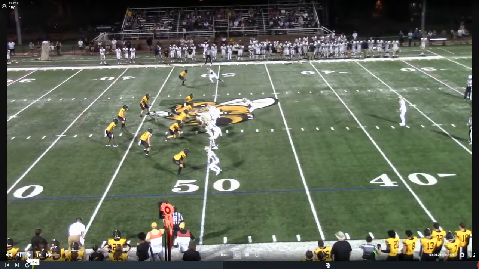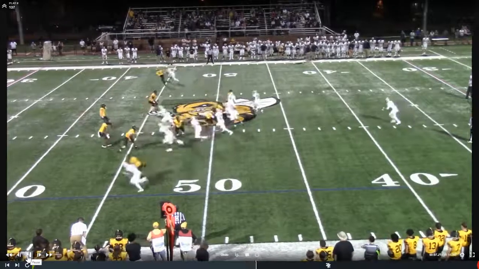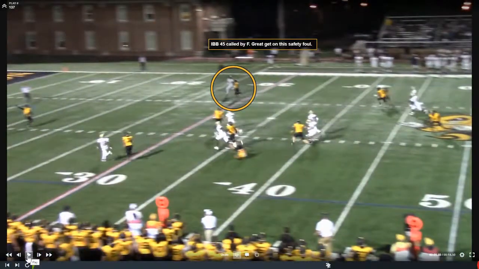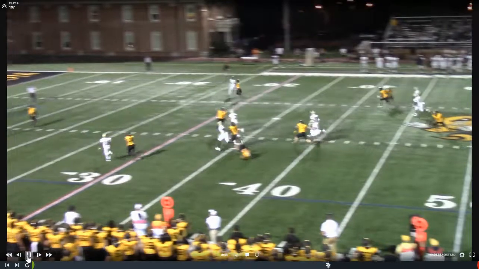Our next play involves a foul on a punt play. Look at this matchup at the top of the screen. Here we have an illegal block in the back that is a little bit more than necessary on a play where we've already identified that there's a fair catch.